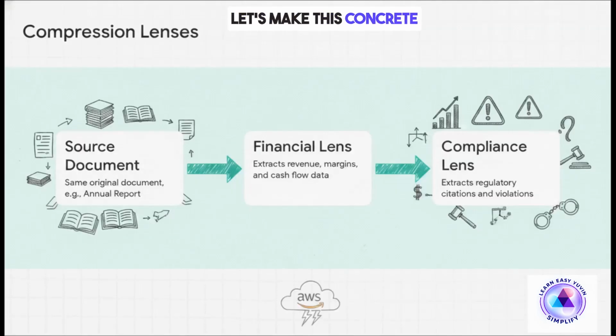Let's make this concrete with our private equity example from earlier. You start with the exact same source document, like an annual report. If you compress it through a financial lens, the LLM pulls out exactly what you need for that: revenue, margins, and cash flow data. But if you run that very same report through a compliance lens, the output is completely different. It's pulling regulatory citations and violation histories. You're compressing once per document per task. You keep exactly what matters for that specific analysis and literally discard all the noise.